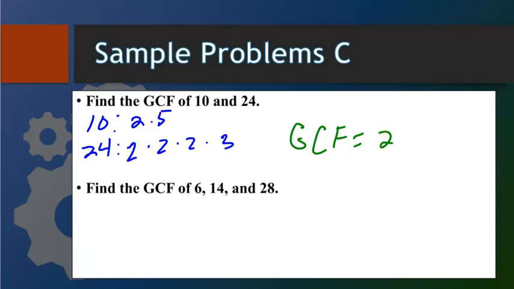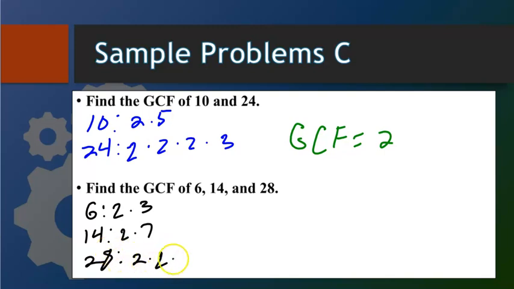And find the greatest common factor of 6, 14, and 28. So 6 would be 2 times 3. 14 is 2 times 7. So right now it looks like it's going to be 2. 28 is 4 times 7, and 4 is 2 times 2, and then times 7. So the only factor that they have in common is just 2.